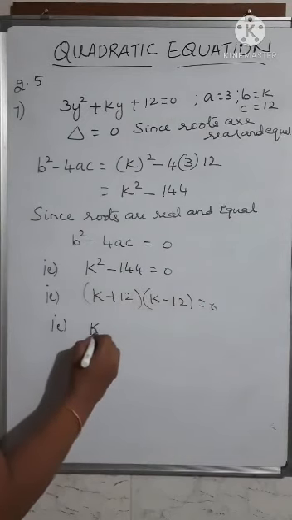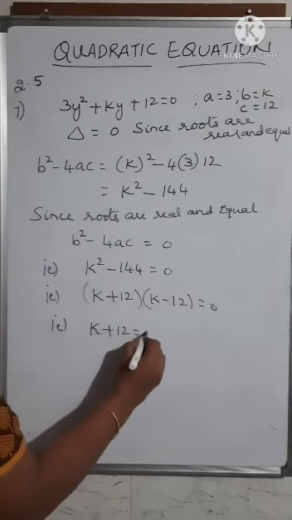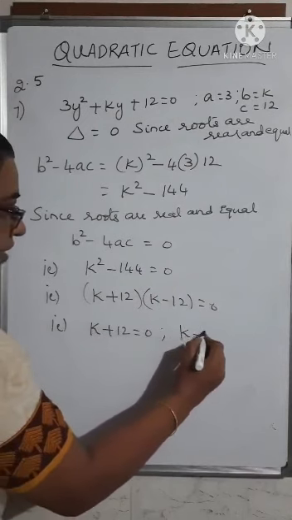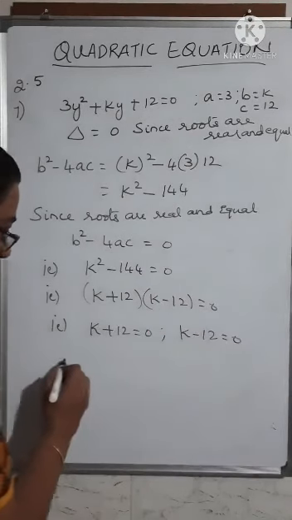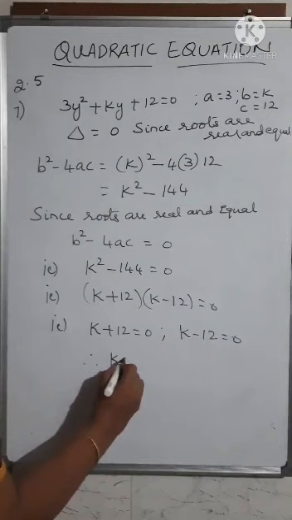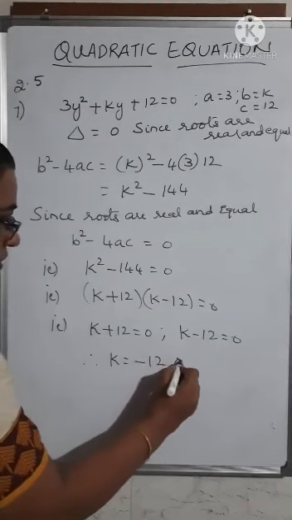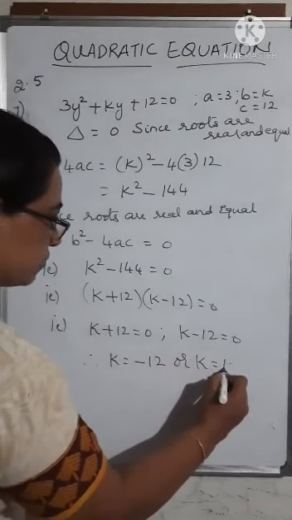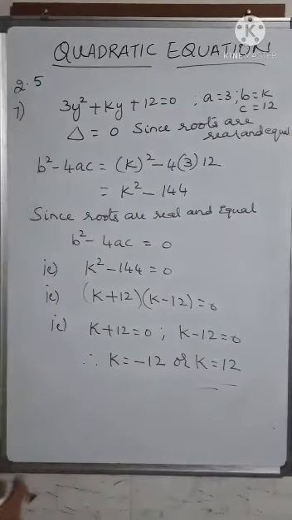Equate it to 0, you get k plus 12 equal to 0, or you get k minus 12 equal to 0. So therefore k is equal to minus 12 or k is equal to plus 12. So the values are k is equal to minus 12 and k is equal to 12.